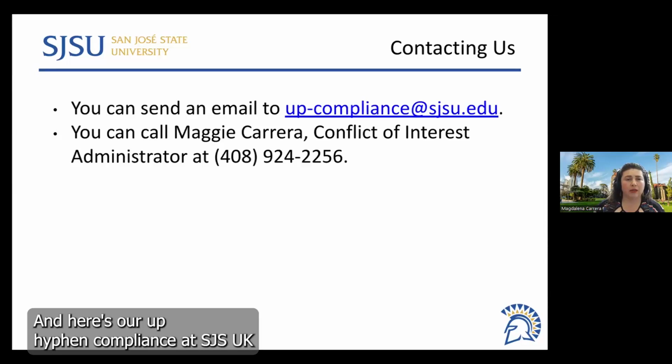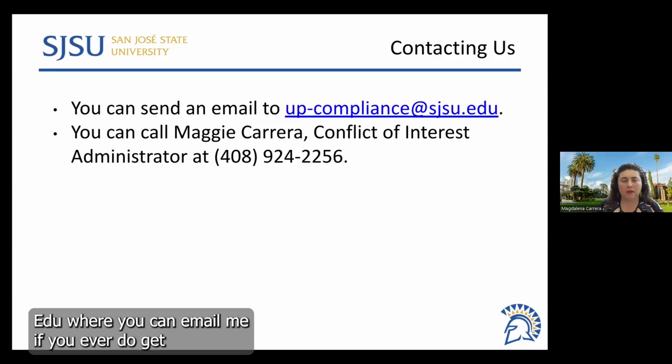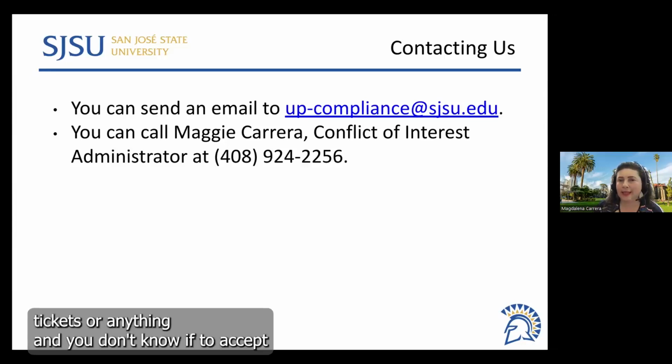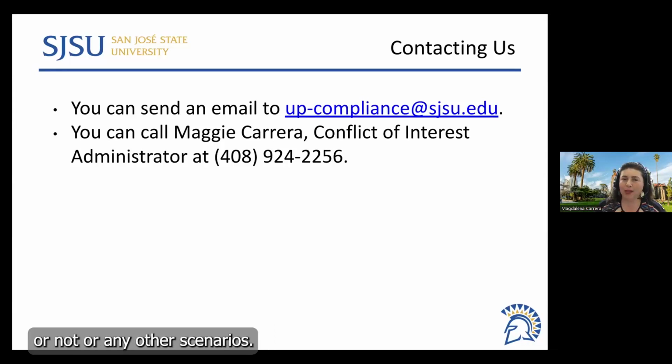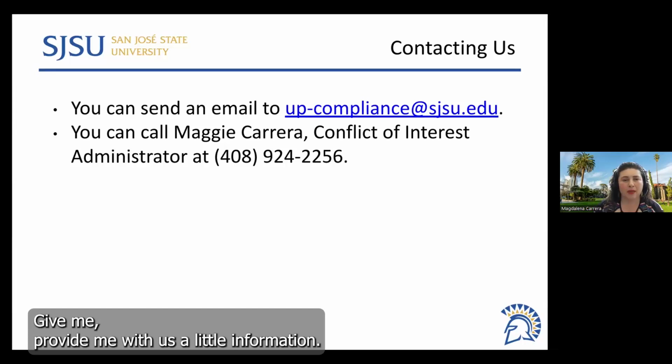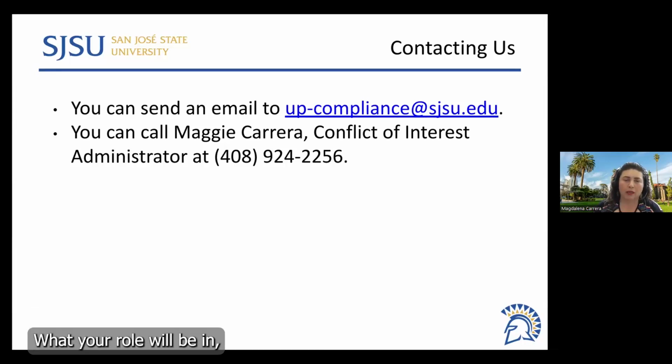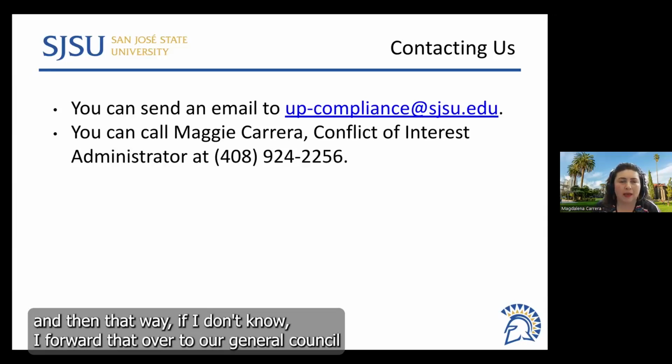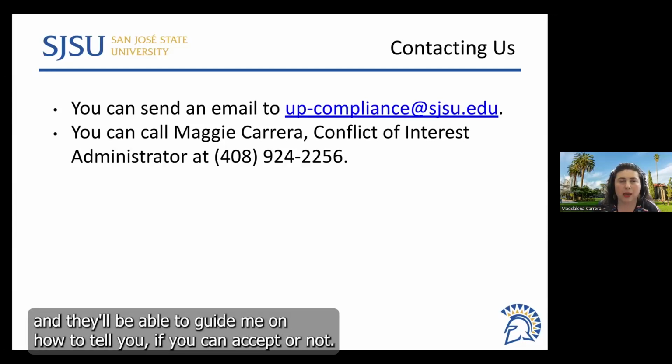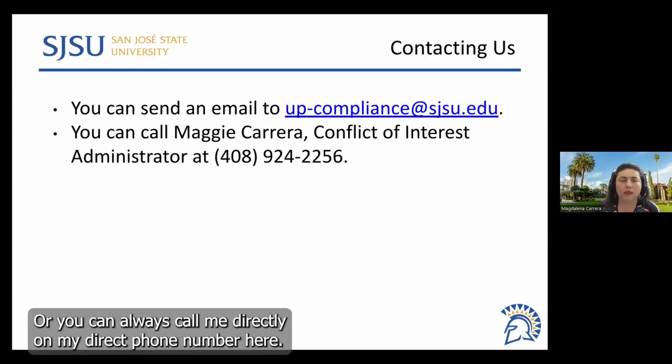Here's our email, up-compliance@sjsu.edu, where you can email me if you ever do get tickets or anything and you don't know whether to accept or not, or for any other scenarios. Send me an email and provide a little information about what your role will be in attending, say, a certain conference. If I don't know, I'll forward that over to our general counsel, and they'll be able to guide me on how to tell you if you can accept or not. Or you can always call me directly on my direct phone number here.